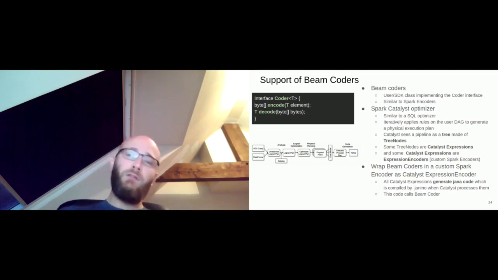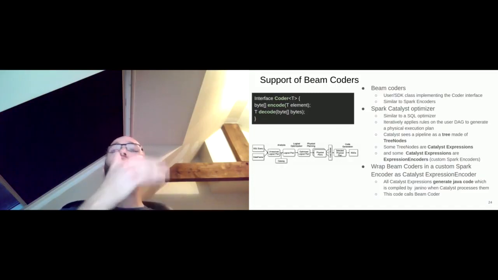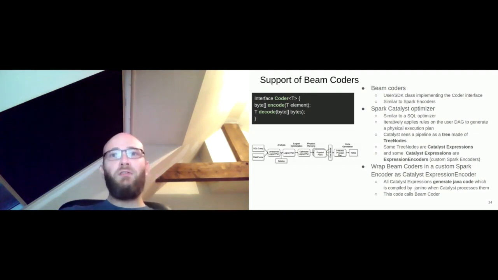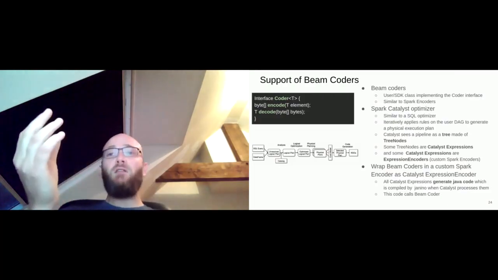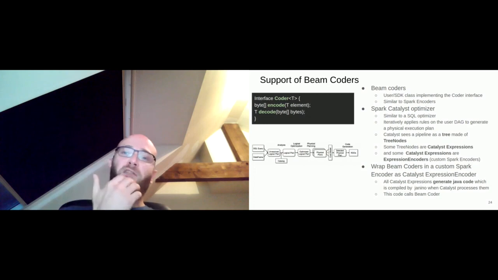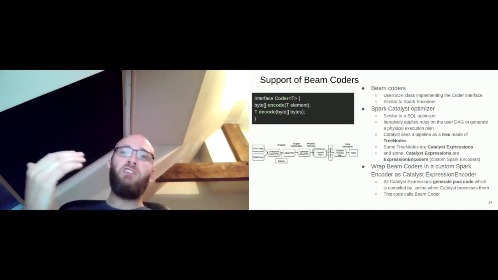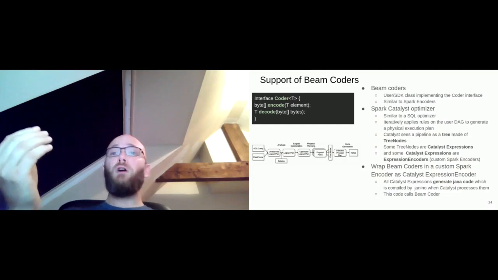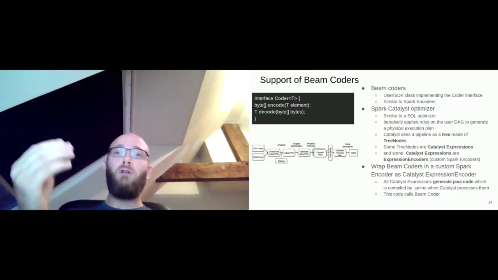That's what we used to wrap the Beam coders into custom Spark encoders as an expression encoder. But what's important to notice is that all Catalyst expressions generate Java code. Actually, they generate strings of Java, and these strings of Java are compiled by the Janino compiler on the Spark side when Catalyst processes them. And it is these Java strings that call the Beam coder.